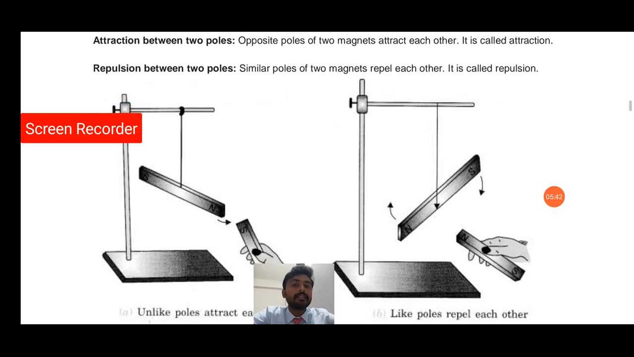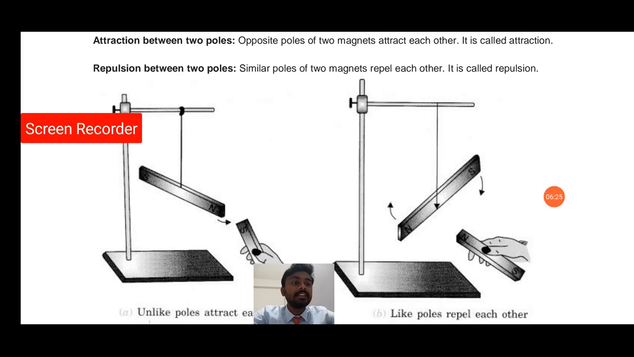Okay, see the next one, repulsion between two poles. The similar poles of two magnets repel each other, it is called repulsion. It is called what? Repulsion.